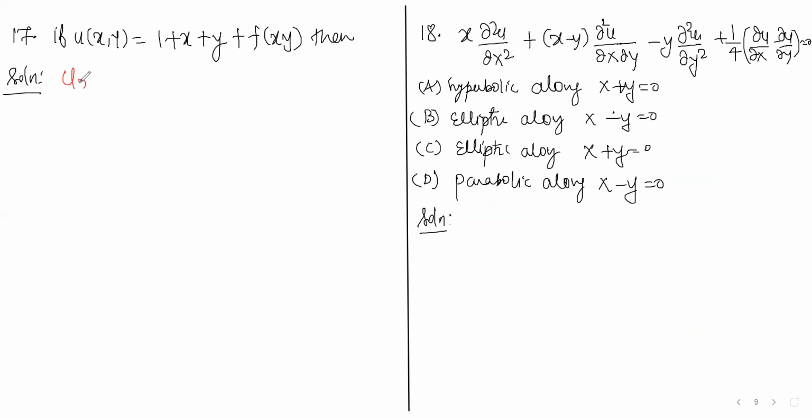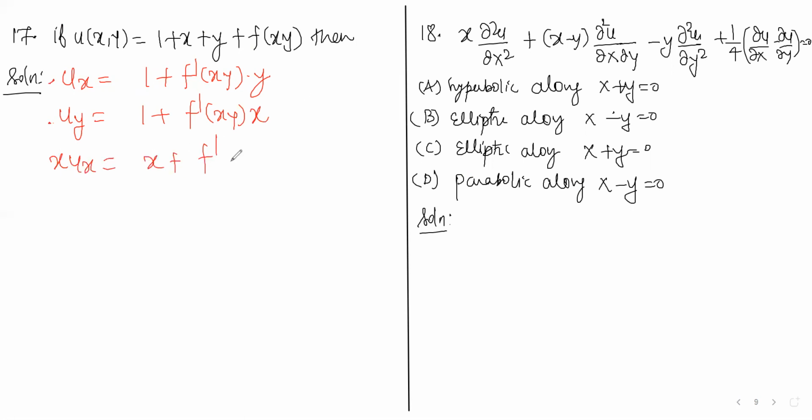So simply I'll differentiate with respect to x, and that gives me u_x equals 1 plus f dash of xy with y in it, and differentiate with respect to y partially. That gives me again 1 plus f dash of xy, and here you get x. So I need to eliminate this f. Instead, I'll multiply this equation by x and this by y. So x u_x will give me x plus f dash of xy into xy, and multiplying this with respect to y, I get y plus f dash of xy into xy.